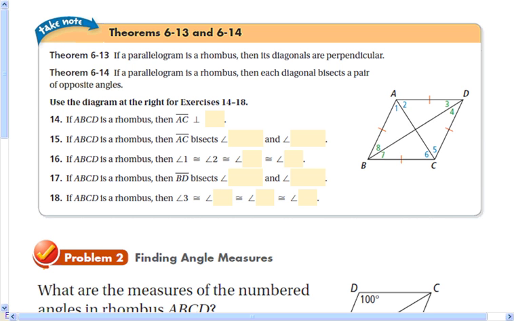All right, some theorems about rhombuses and rectangles. If a parallelogram is a rhombus, then its diagonals are perpendicular. And if a parallelogram is a rhombus, then each diagonal bisects a pair of opposite angles. So what that tells us is these are all right angles here, because its diagonals are perpendicular. And also it tells us that the angles at each of the vertices are bisected by the diagonals. So something like 3 and 4 are the same.